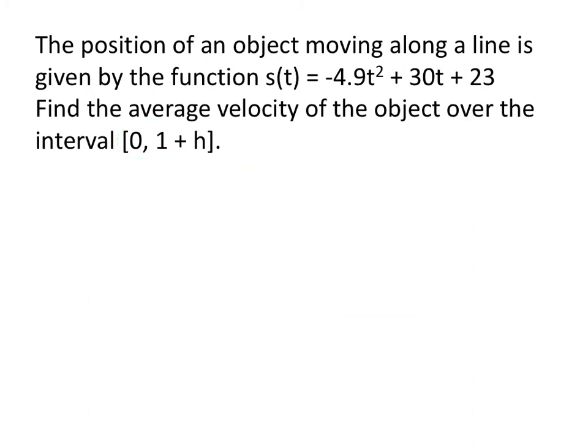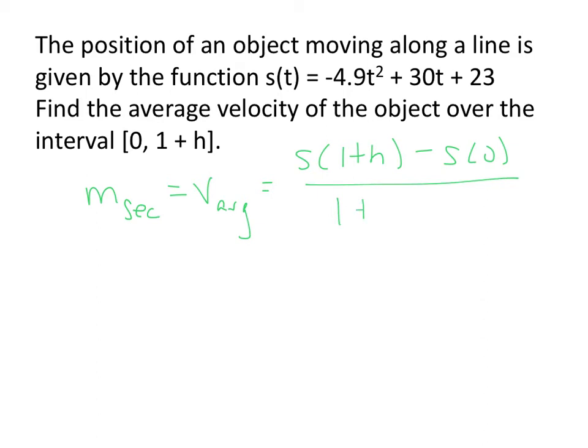We can also find average velocity even if we're not given specific values. We can do it with variables. Same thing happens. So the slope of my secant line to give me my average velocity, so velocity average, is going to be S of 1 plus h minus S of 0 over 1 plus h minus 0. Now, when you calculate S of 1 plus h, you plug in the 1 plus h for the t's, so you're going to have to square it. Remember to double distribute to clean that all up.